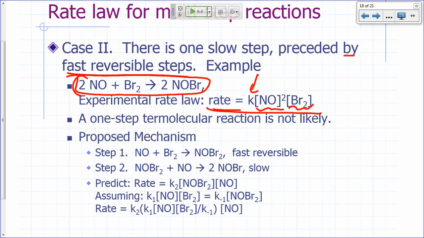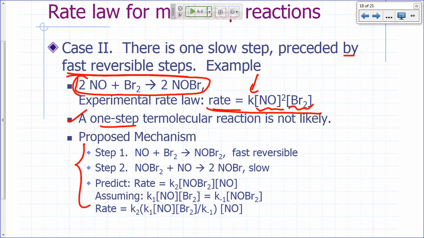In fact, if you can come up with a mechanism that doesn't involve more than a bimolecular step, if all your steps are either just unimolecular or bimolecular, that might be actually more plausible, as opposed to one where you actually have three colliding right away. So here's a proposed mechanism that might be consistent with that. Like I said, a one-step termolecular reaction is certainly consistent with that, but it's not likely. So here's a mechanism that would be consistent with that.